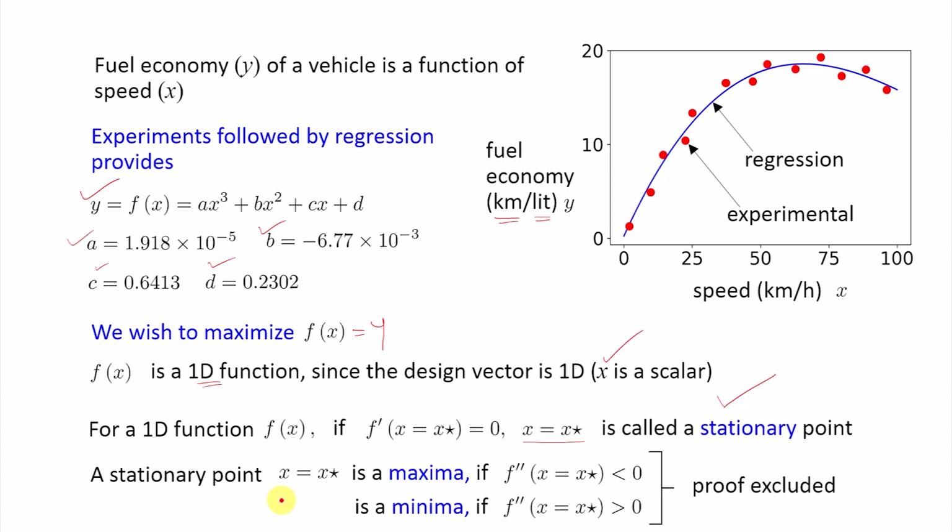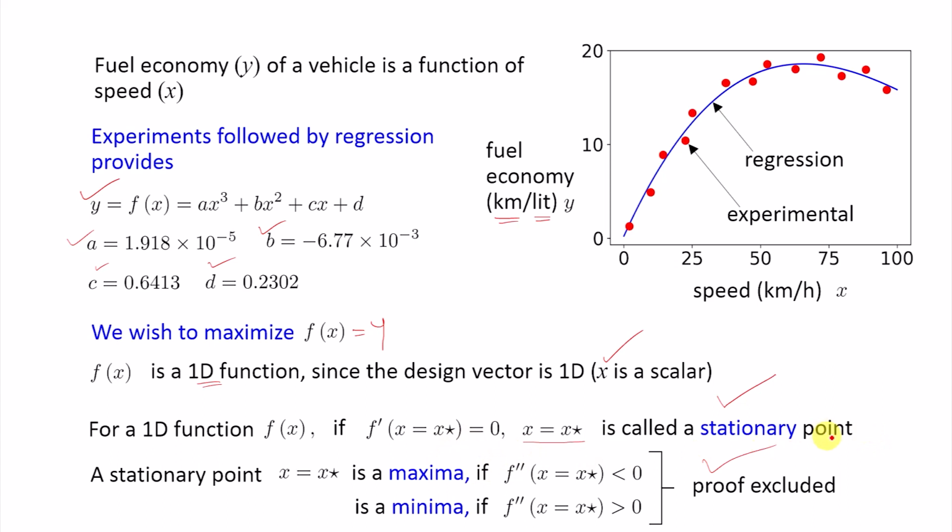It is sufficient just to remember that x equal to x star will be a maxima if f double prime x at that location is negative, and it will be a minima if f double prime x at that particular location is positive. Proof of this is excluded. This is not necessary for this course. You can go back to any standard calculus text. An undergraduate calculus text is sufficient to look at the proof. So if you don't remember this, this is a good time to go and revise some of these basic concepts from a standard calculus text.